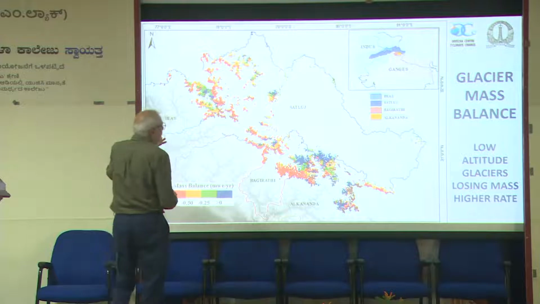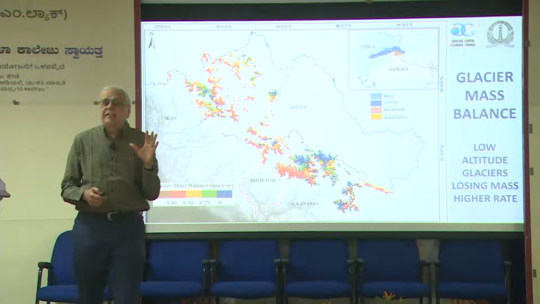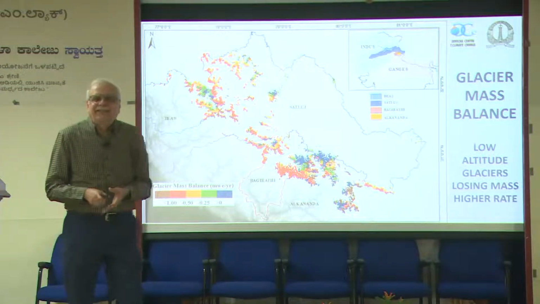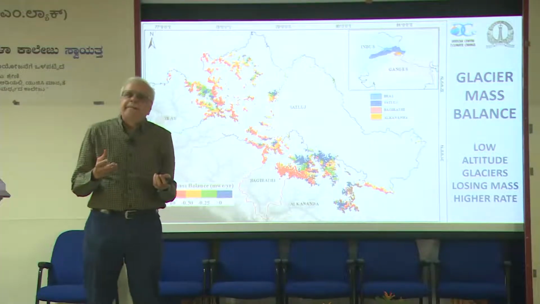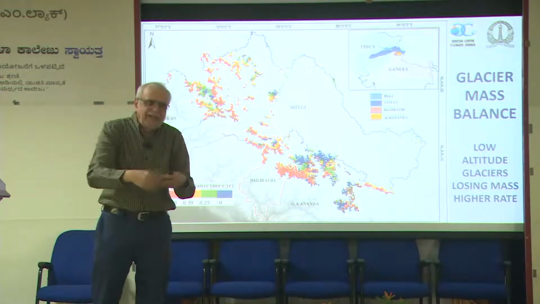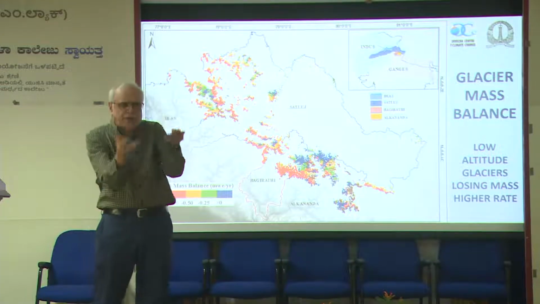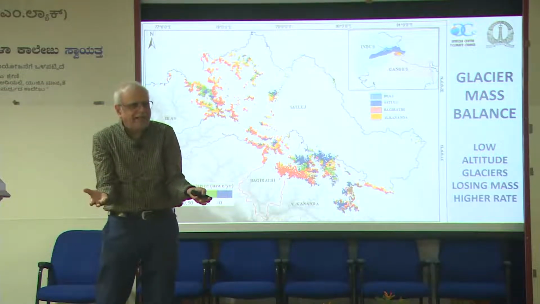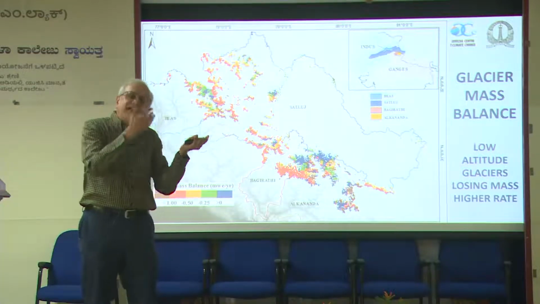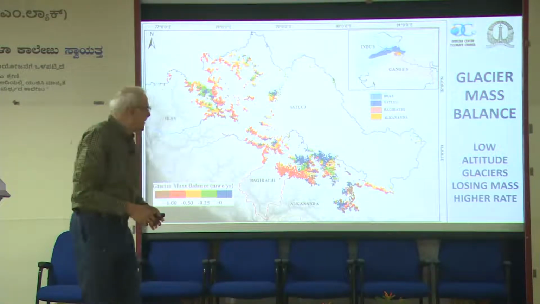This is a major work done by the Divecha Center for Climate Change to understand how glacier mass is being lost. So what is the mass? Every year the glacier receives precipitation in the form of snow, and that snow and ice melts. The difference between the amount of precipitation and the amount of melt is the mass loss. And as glaciers lose more mass, they start retreating. Their volume is reduced, their thickness is reduced, and glaciers are retreating.